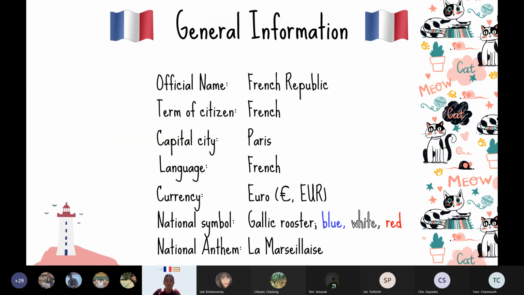So our country's official name is French Republic. Our term of citizen is French. Our capital city is Paris. Our official language is French. Our currency is euro since we're in the EU. Our national symbol is the Gallic rooster, and our national colors are blue, white, and red. Our national anthem is La Marseillaise.